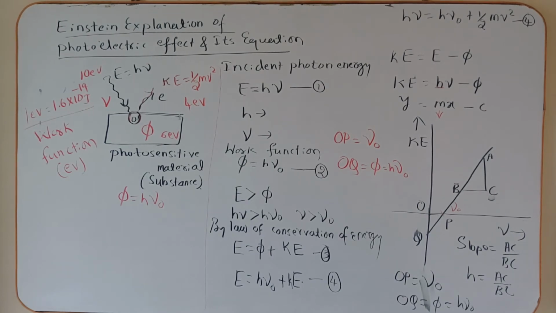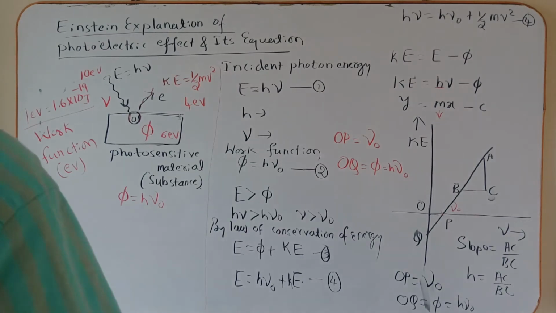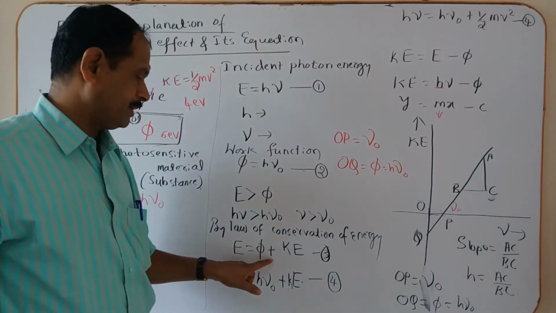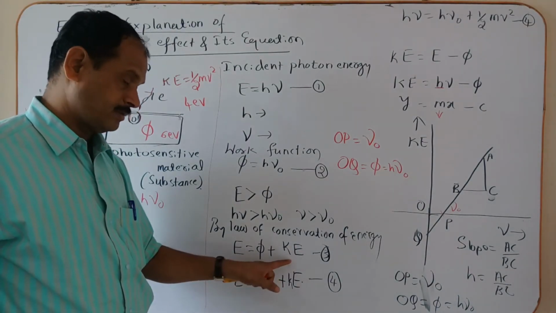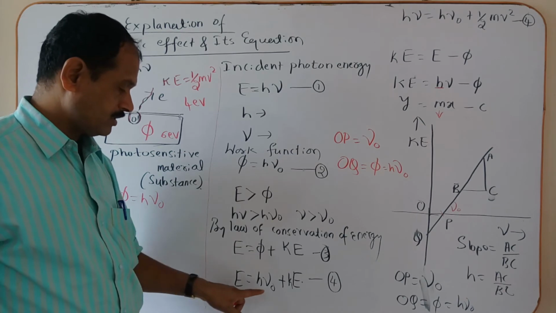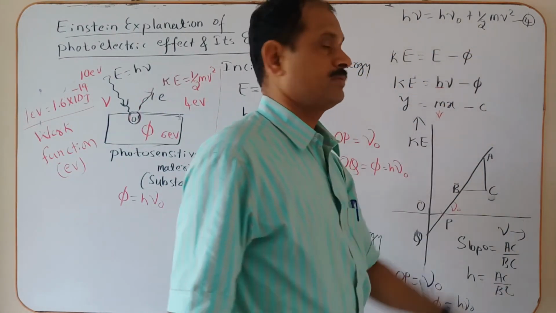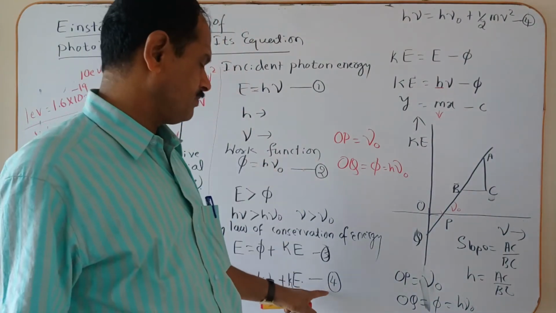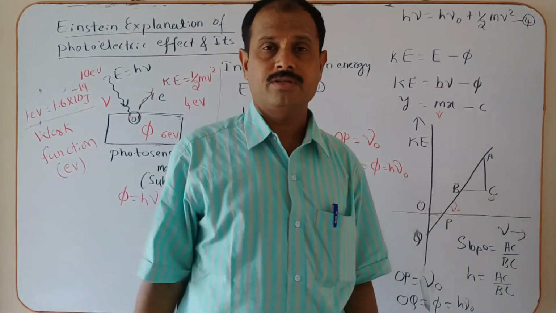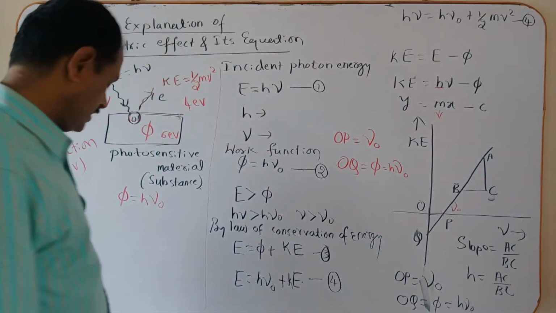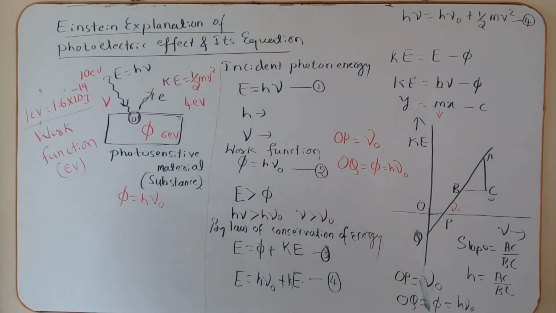In a previous video clip, you already learned about Einstein's explanation of the photoelectric effect and its equation. Now, the photoelectric equation: E is equal to phi plus K, where K is the kinetic energy of the photoelectron. E is equal to h nu naught plus K. h nu is equal to h nu naught plus 1 by 2 m v square. Any of these equations is a photoelectric equation.